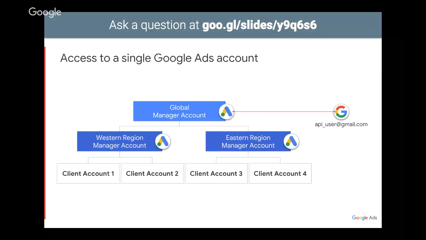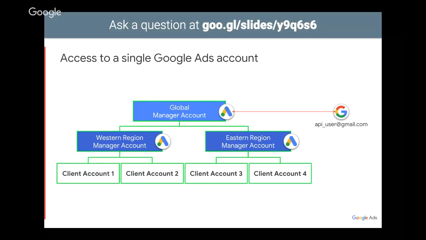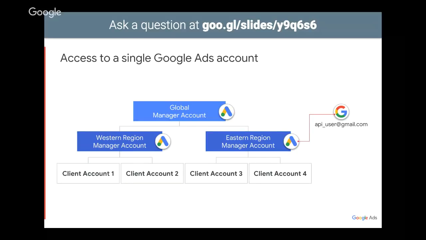Let's say you have a situation like this, where you have a global manager account at the top and you have, say, 2 regional manager accounts, sub-MCCs, sub-manager accounts underneath it for the Western region and the Eastern region. And they allow you to access a pool of client accounts. Now, if your API user is attached to the global manager account and that's the only one that API user has admin access on, then it's very clear what you have access to. From the root global manager account, you have access to everything in the manager account hierarchy. You can access the sub-manager accounts, you can access the client accounts. That's very clear.